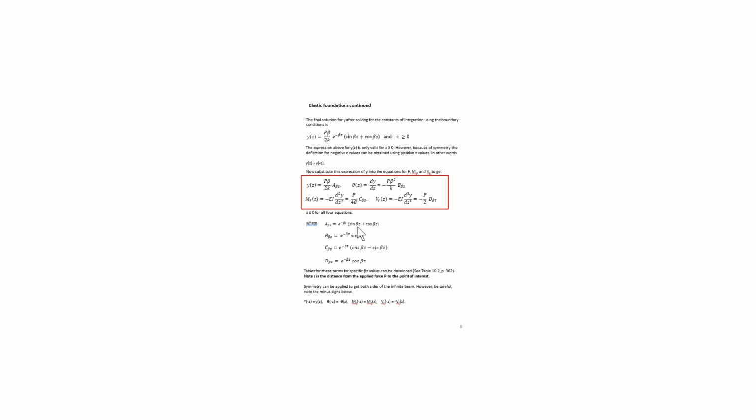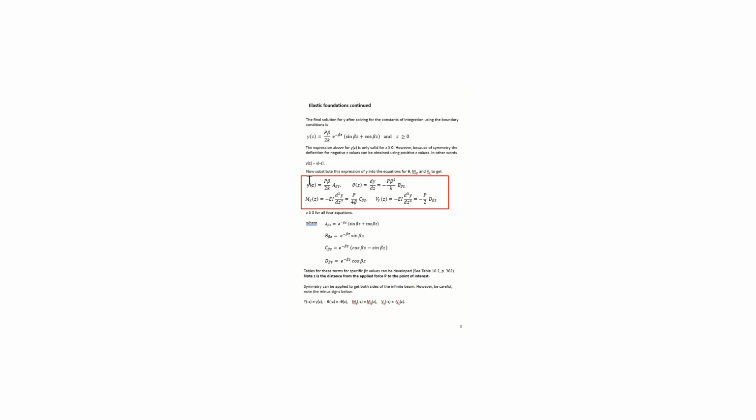And these tables of values for these quantities are shown in Table 10.2 on page 362 in your book, and you can see those on this next page. If we jump ahead, here is Table 10.2. So for a specific beta z value, you could come down and pull off the A beta z, B beta z, C beta z, and so forth, and get all the values there. And then those values are what's computed here, and you can go get your stress, your slope, your shear, or your moment, whichever quantity you're looking at.